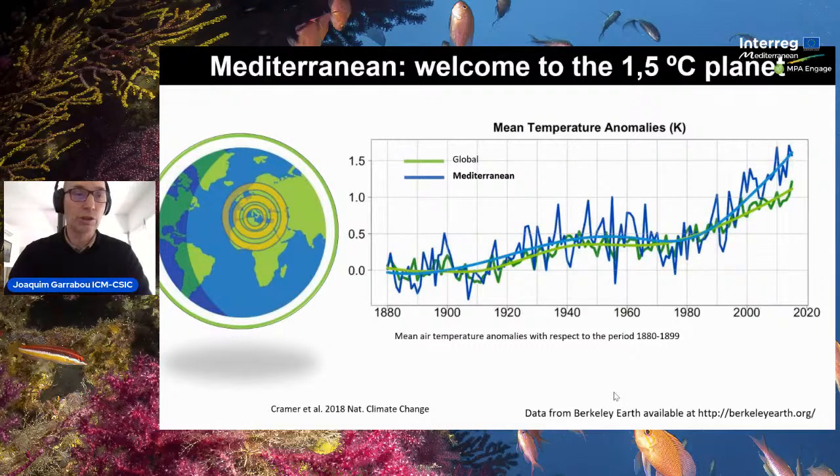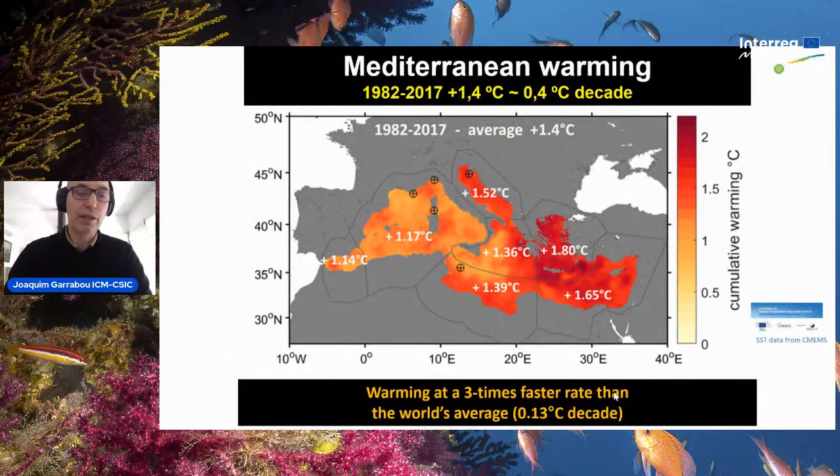And with the solutions that we implement, maybe we can provide some lessons learned to the rest of the world and transfer this information. So it's not only happening that the temperature is rising in the air. We already know that the sea temperature is also rising really fast. And in fact, in this map, you see the warming rates across the different ecoregions in the Mediterranean.